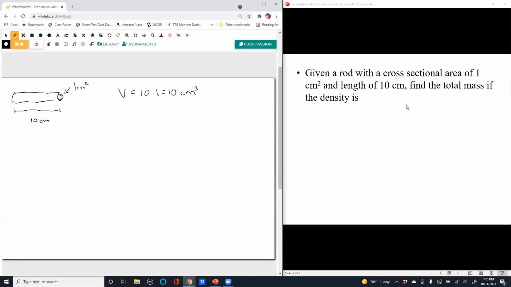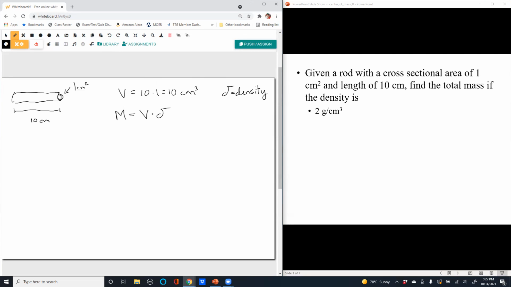All right, now let's talk about finding the total mass, and we're going to look at it in a couple different cases. Number one, let's just say the density is 2 grams per centimeter cubed. All we need to do to get this is the total mass here is multiply the volume times the density. And I'm going to use delta for density. Sometimes you'll see a delta, sometimes you'll see a rho for density.